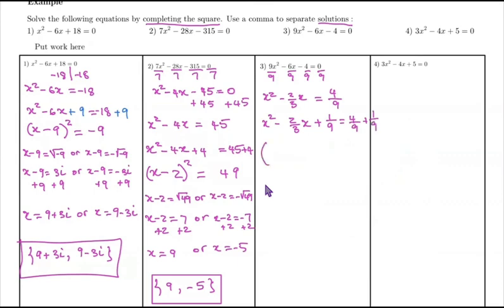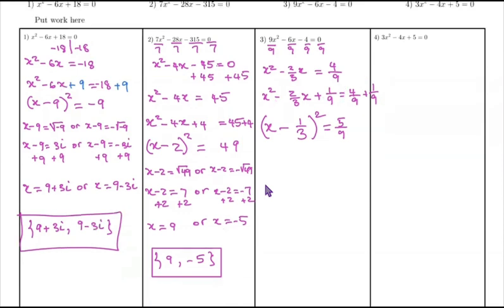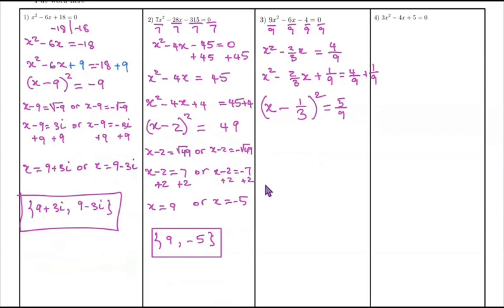Now let's form the perfect square. Since we have the common denominator 9, that's 5 over 9 on the right, and on the left, the square root of x squared is x, then this sign, and the square root of 1 over 9 is 1 over 3. Okay, so now we can use the square root principle to solve this.